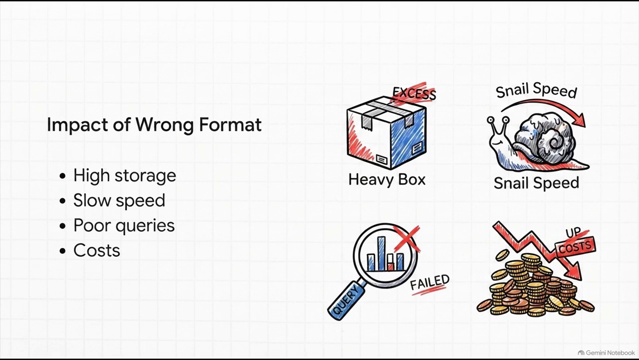Say you try to use a CSV for a massive analytical workload. You're going to drastically bloat your storage, slow down your processing speed to an absolute crawl, get terrible query performance, and ultimately you'll drive up your infrastructure costs because your servers are working way harder than they actually need to.